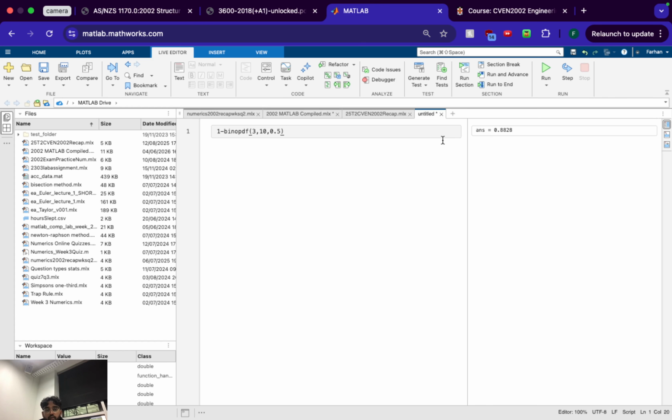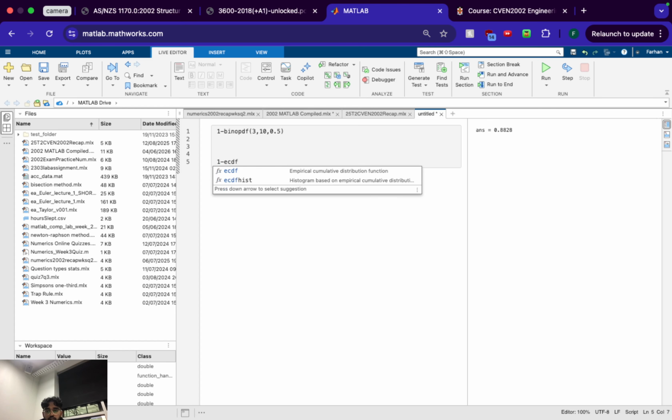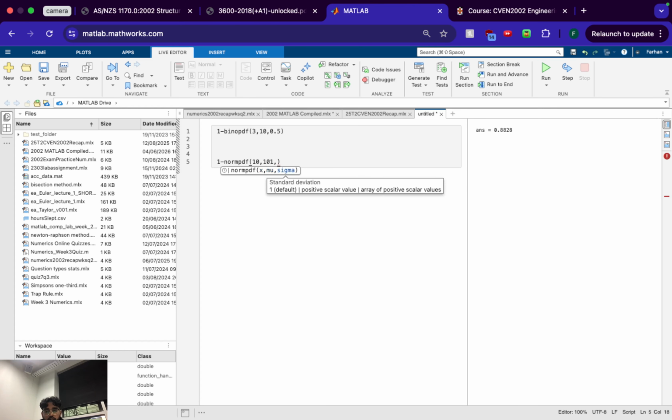That's what I've done, right? Similarly, if I wanted to do it for 1 minus ECDF, so ECDF is our, no, that's not right. Norm CDF, that's a different one. Actually, no, I'll do norm PDF. You can do it, x being like 10, 1101, sigma, I don't even know what that means. But run it.